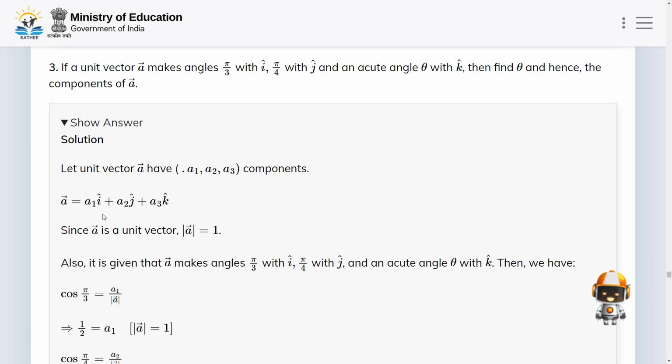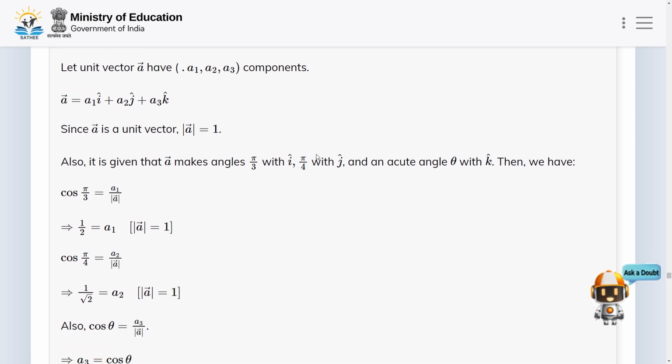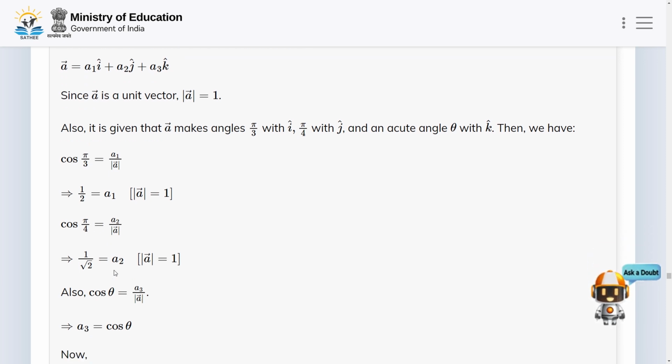Now this vector, as you know, makes pi by 3 with i hat. This means cos pi by 3 must be A1 divided by magnitude of A. Cos pi by 3 means 1 by 2 is equal to A1. So A1 is 1 by 2. With j hat it is making pi by 4. So cos pi by 4 is equal to A2 divided by magnitude of A. This means A2 will be 1 by root 2.